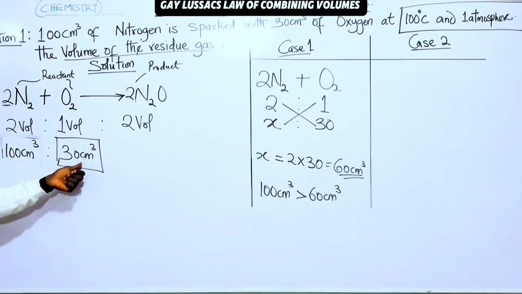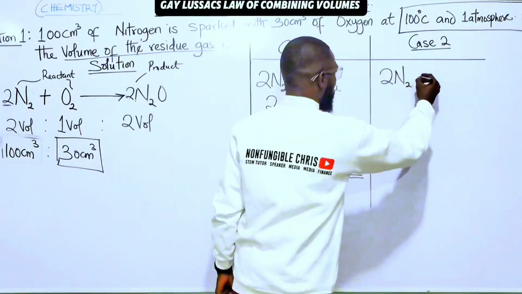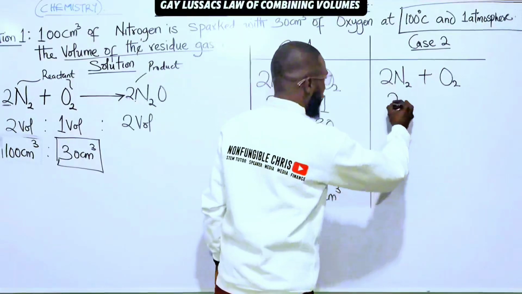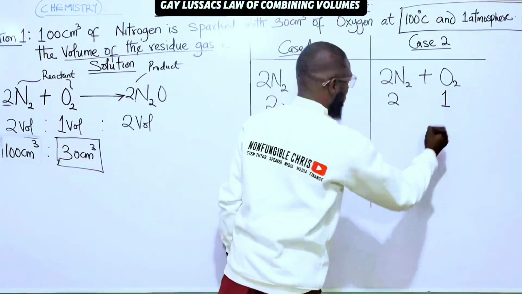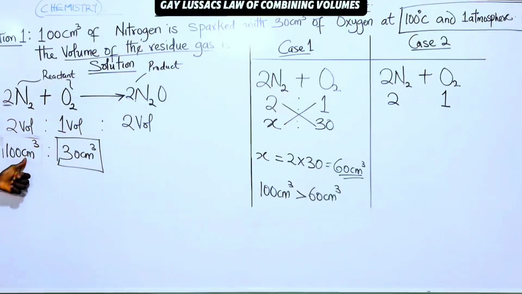But if it is higher than 30, it means we are going to leave this 30 at the same place where it is. So for case 2, let's assume we have the same thing, 2 nitrogen plus oxygen, right? Remember their moles, we have 2 here and we have 1 here, right? And then here was 100, right?